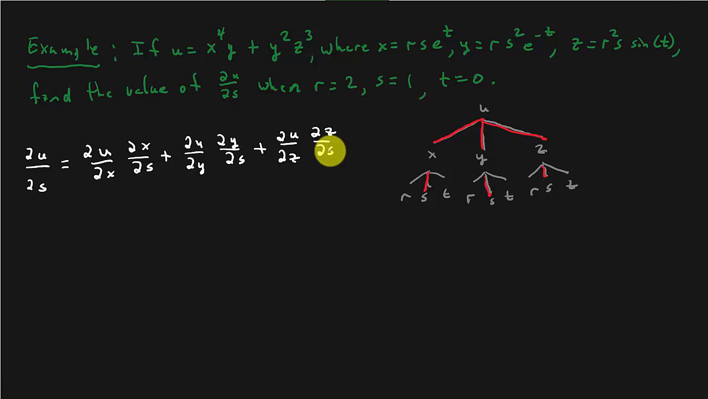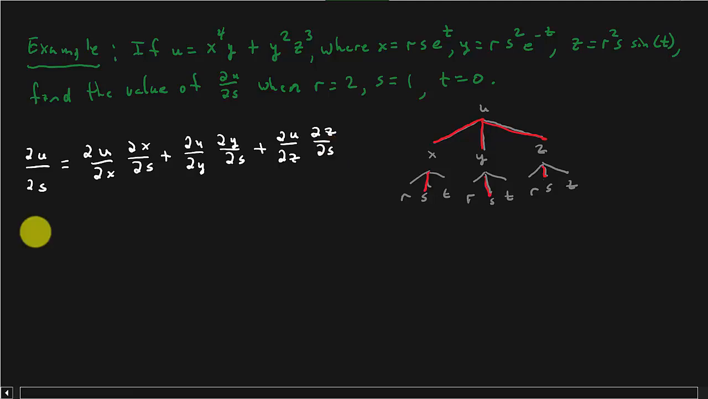All right, so let's find it. We've got the partial of u with respect to s is the partial of u with respect to x. So that's just going to be 4x cubed y, times the partial of x with respect to s. So that's the partial of this with respect to s. Remember, the r and the t variables are constants. So that's times r e to the t.